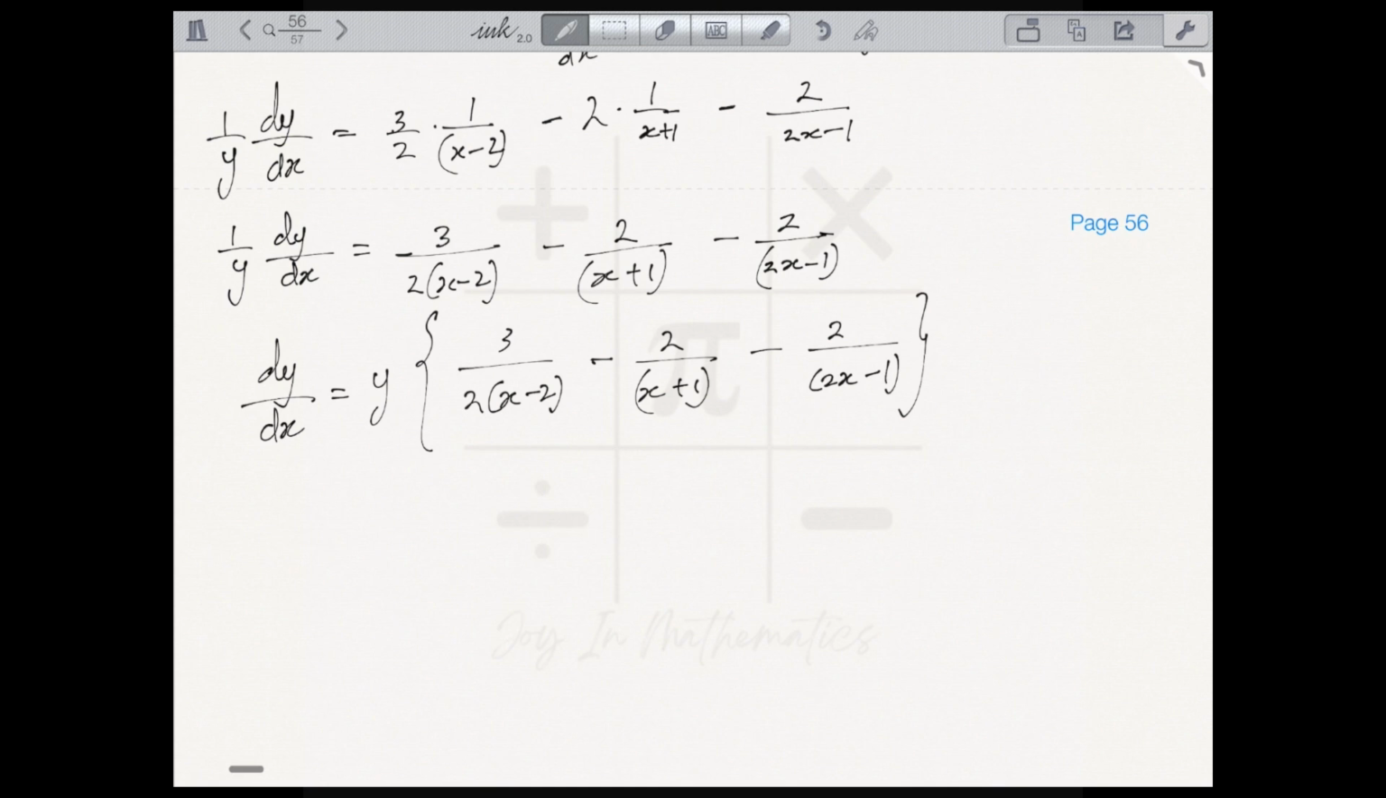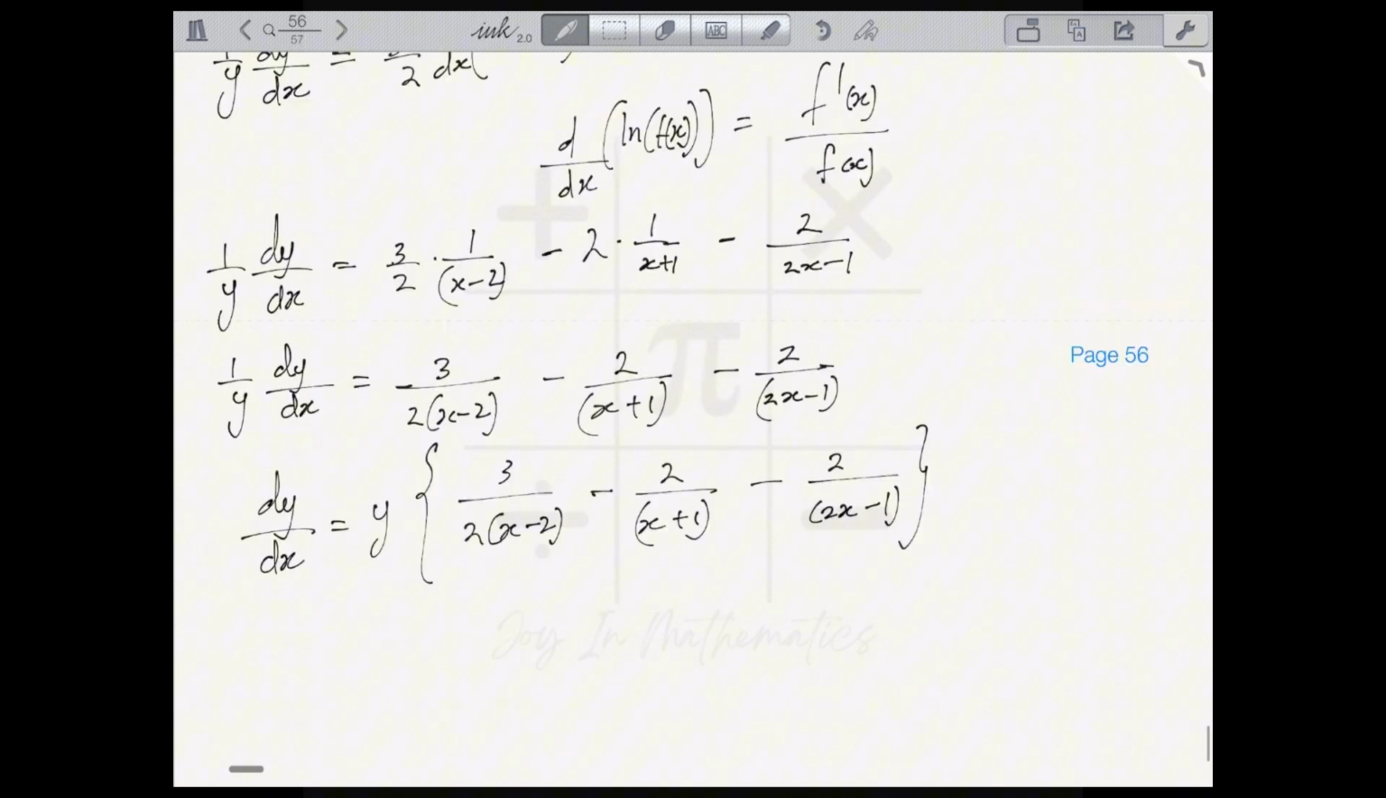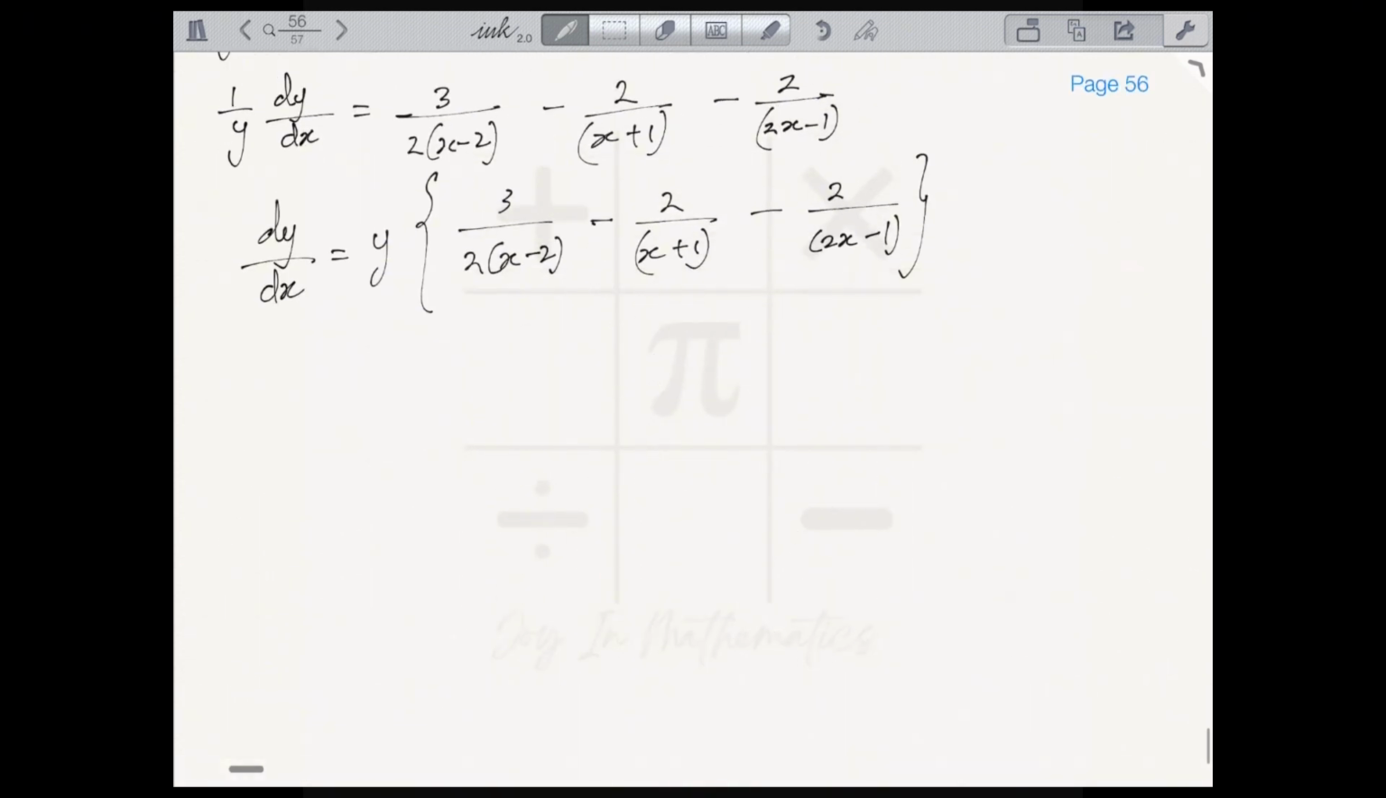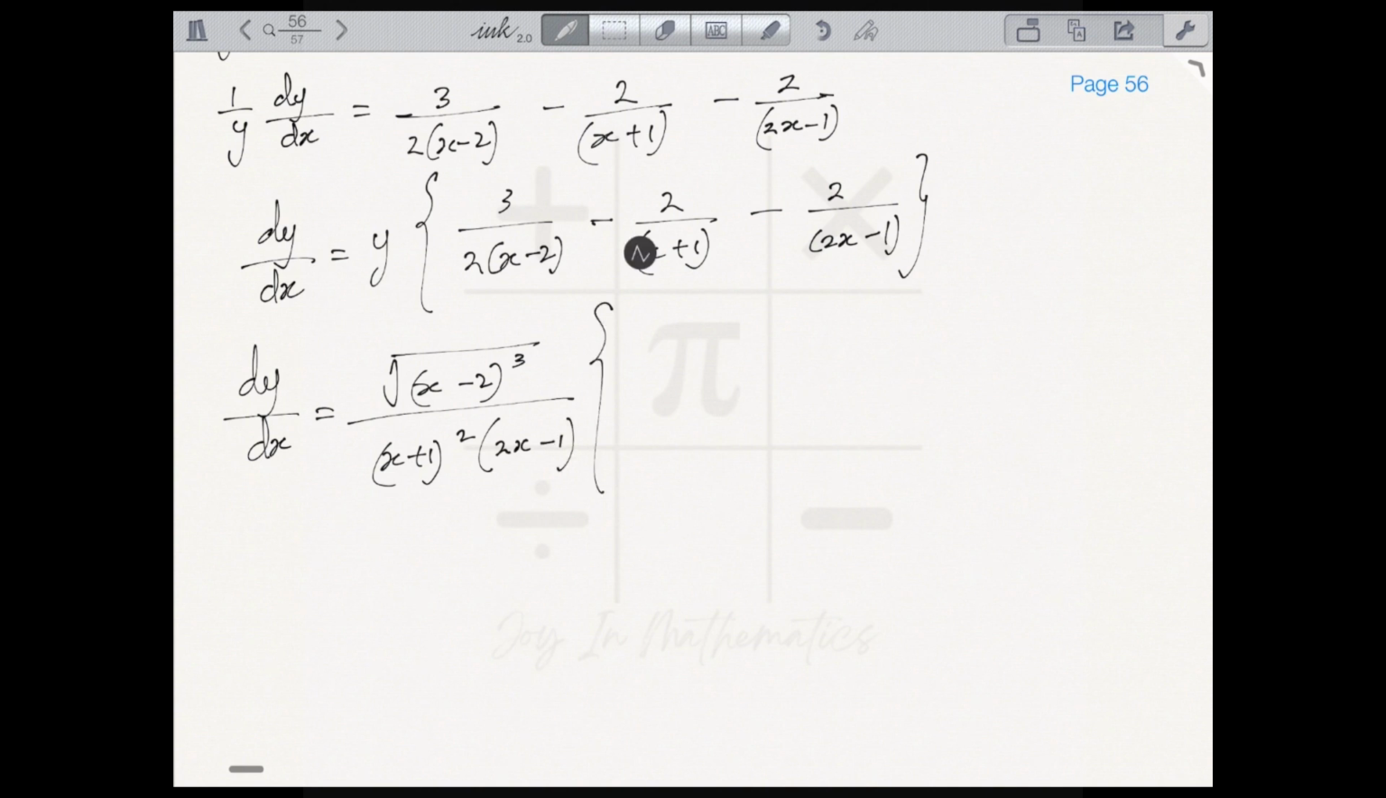So therefore we now have to substitute our value of y, and y from the question is this. So substituting our value of y back, we have that dy dx is equal to square root of x minus 2 raised to power 3 all divided by x plus 1 squared and 2x minus 1, all multiplying 3 into 2 x minus 2 minus 2 into x plus 1 minus 2 into 2x minus 1.